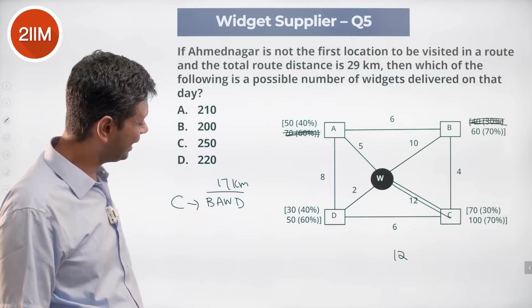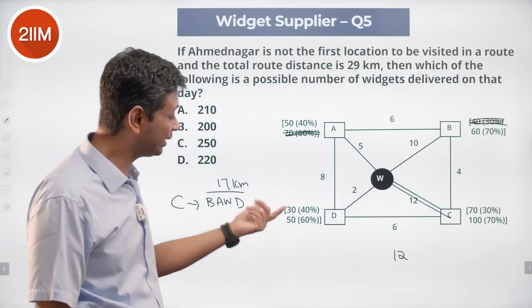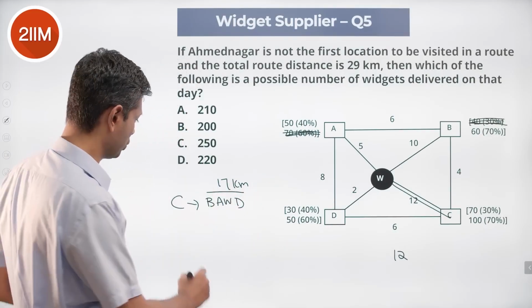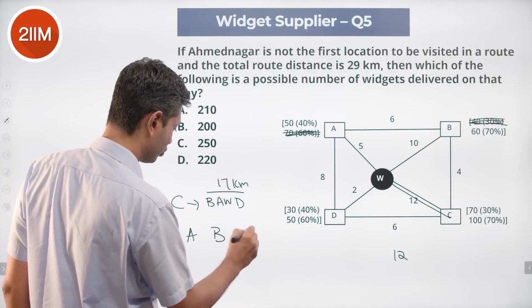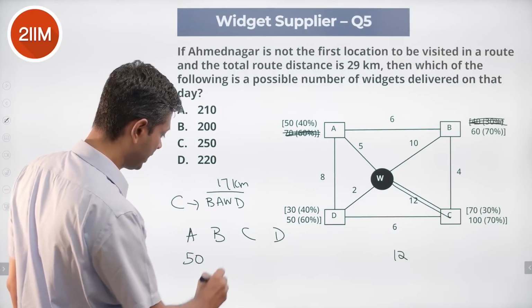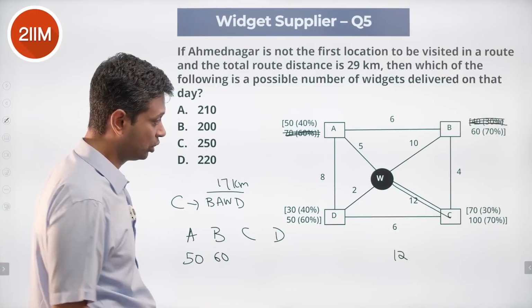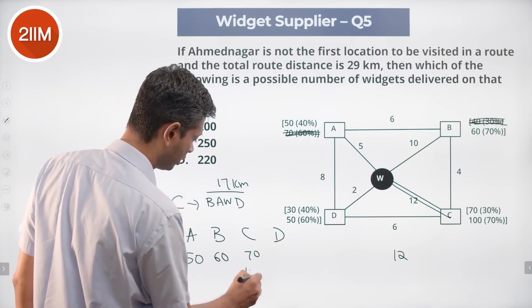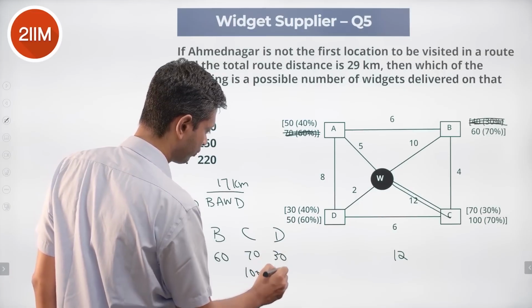And then I finally end up at D. D could be 30 or 50. And so what do I know for sure of A, B, C, D? I know A has 50 for sure. B has 60 for sure. C could be 70 or 100. D could be 30 or 50.